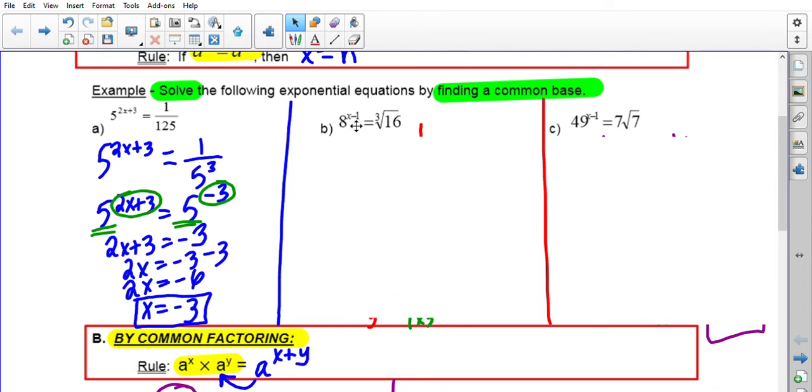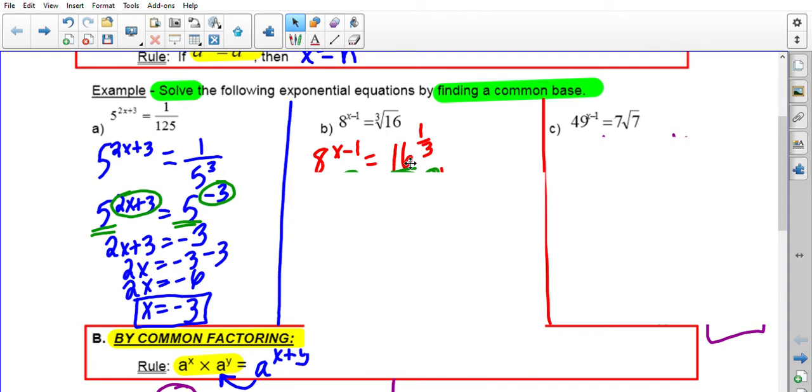Next we have 8 to the x minus 1 equals the third root of 16. So here, the first thing you might want to do is get rid of the radical symbol. So write this radical as a power. So we're going to write that as 16 to the 1 over 3. Now our problem here is that we've got a base of 8 here, base of 16 here. I cannot write 16 as a power with base 8 easily. That won't be easy. So we have to think how can we write 8 and 16 as powers with the same base?